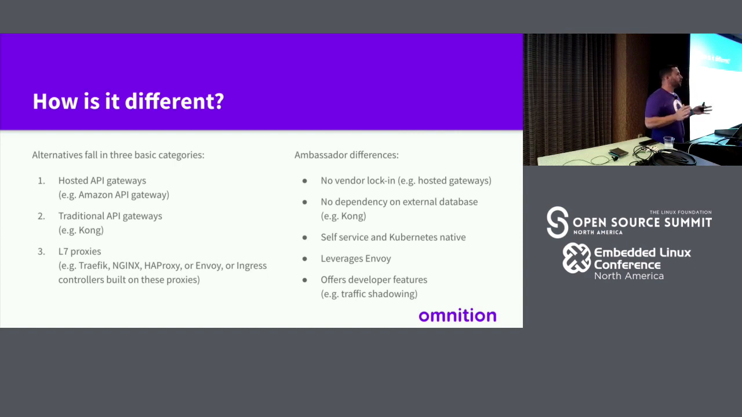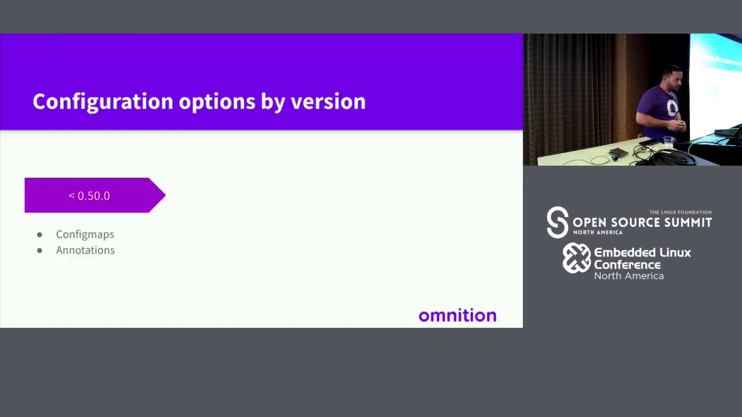Self-service, so I can use just normal Kubernetes constructs. CRDs are supported, annotations are supported, and I'll show that in a second. It leverages Envoy, which I actually think is pretty critical. I mean, Envoy has been battle-tested, it's rock solid, it performs very well. It's written in C++, it's a graduated CNCF project. Instead of writing your own or relying on someone that's not using Envoy, today I would put my bets on Envoy. It's used in many production environments. And it does offer a fair amount of development features. So traffic shadowing is not common in an API gateway today. Ambassador offers this.